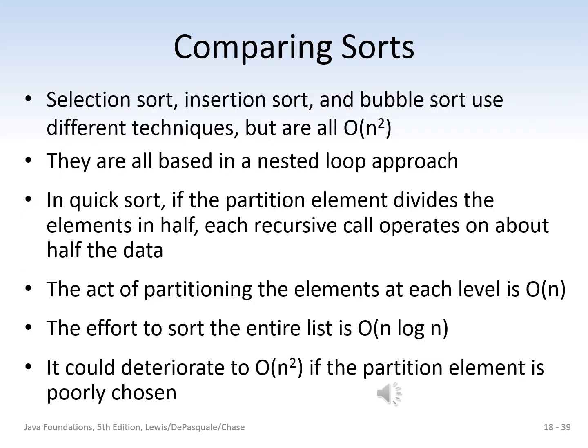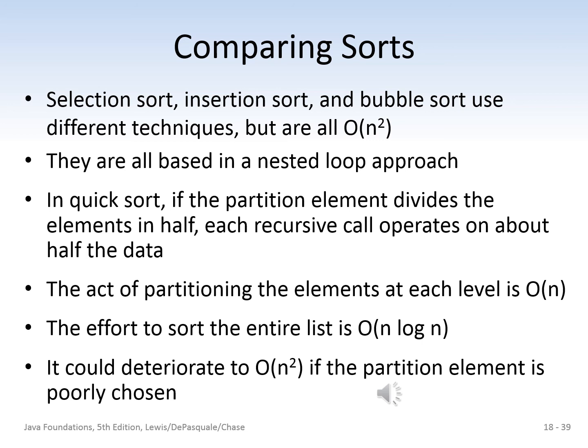As you probably guessed, we're now going to start comparing the different sort algorithms to determine their efficiency. The selection sort, the insertion sort, and the bubble sort use different techniques, but they're all O of n squared because they're all based on a nested loop approach.